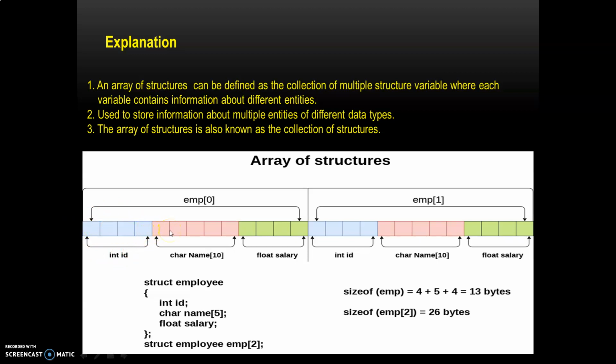Then character takes 10, and here it is taking 5. So 1, 2, 3, 4, 5. And the third one is float salary, that means it is again taking 4 bytes. Now what is the total size of the structure? It is 4 plus 5, 9, 9 plus 4, 13. Total is 13 bytes.